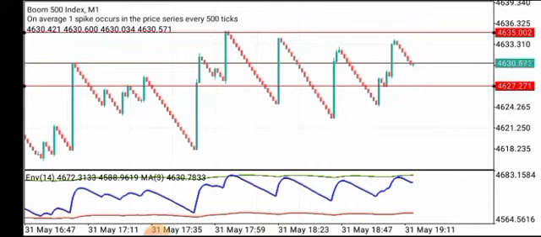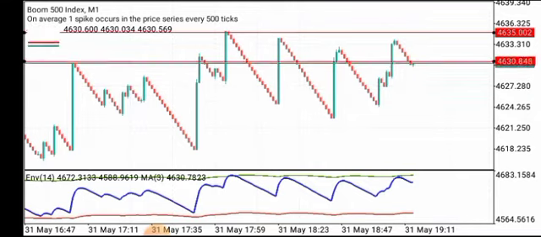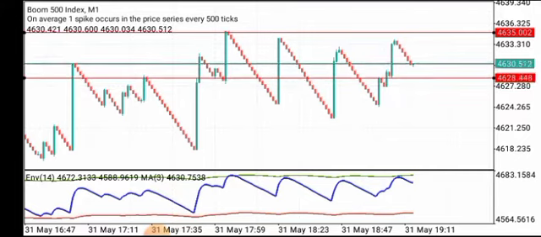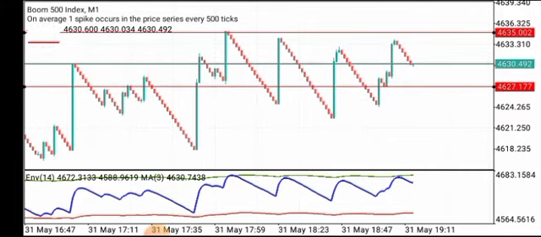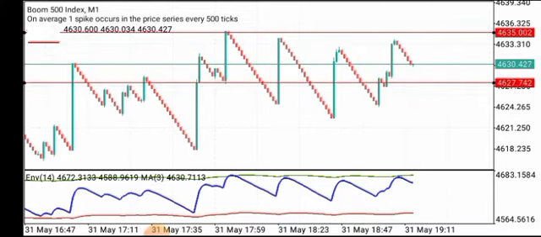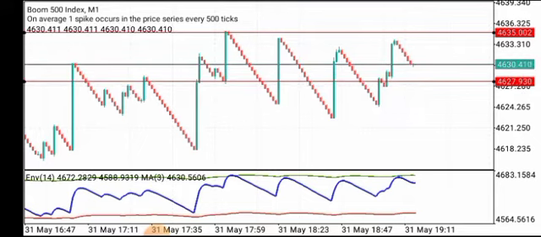Right, we just got the spike here, but it's not strong enough. So we are still expecting another spike before the market gets down. Here we got our spike, but not strong enough.